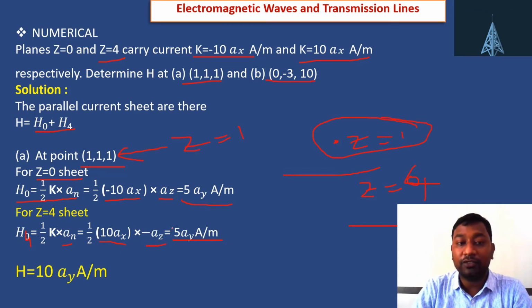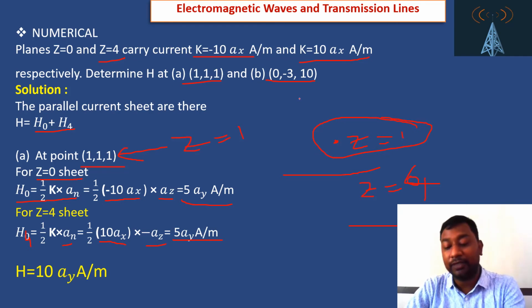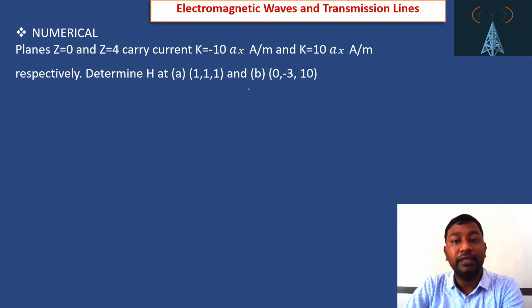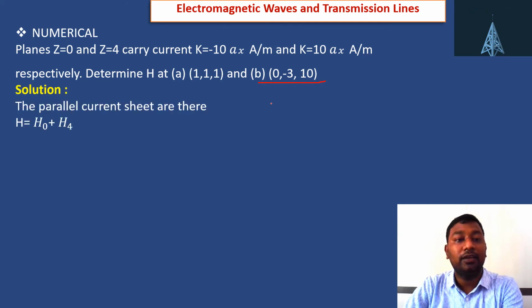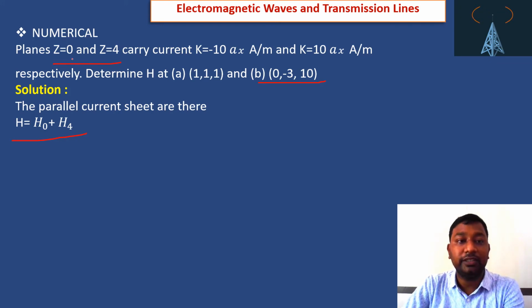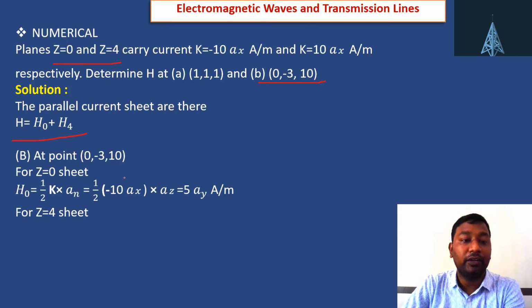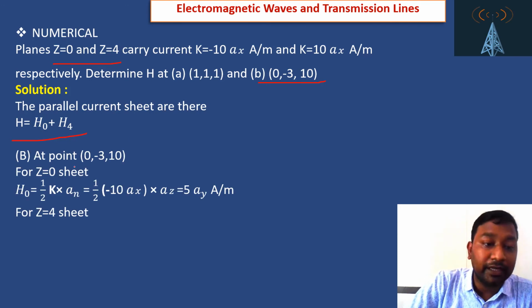Clear? Now we'll solve the next part. So determine h at point 0, 3, minus 3, 10. Okay. Now we are finding this case for h at 0, minus 3, 10. Okay. Now parallel current sheet, we know h already. For this point, if we find it out, then both are the addition of this point and the 4 point. Okay. Now at point 0, 3, minus 10.